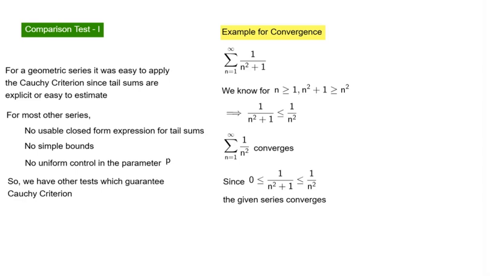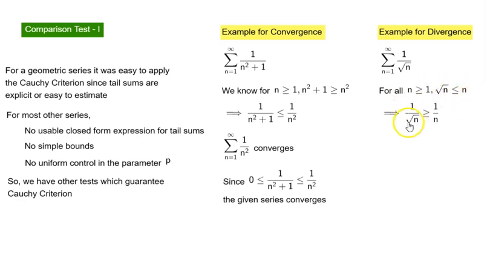Okay, now let's look at an example with respect to divergence. Now let's look at this series 1 by root n. For all n greater than or equal to 1, we know that root n is less than or equal to n, which implies 1 by root n is greater than or equal to 1 by n. But 1 by n diverges. The series 1 by n diverges. Therefore, the series 1 by root n also diverges.